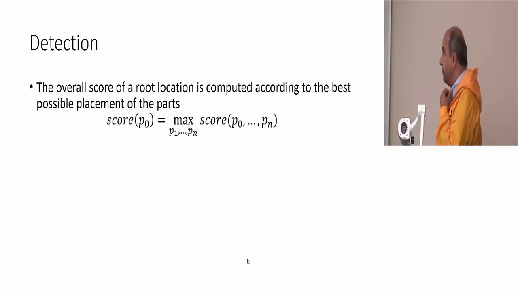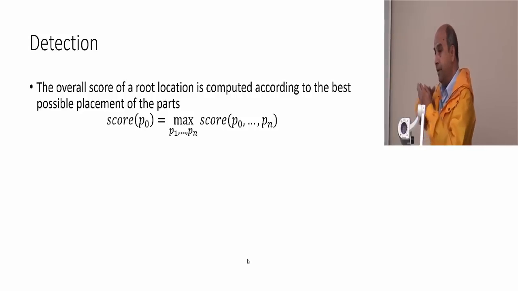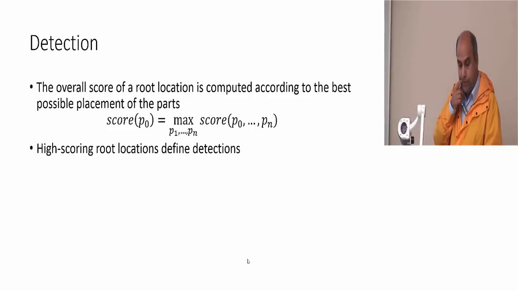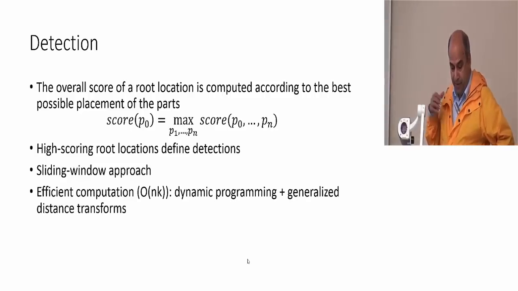So the score will be that we look at all possible places where the parts can be. Given that the root is at P0, we want to find out what is the score that there's a human there. So we look at all possible places where part 1, part 2, and so on can be. We compute that score. Wherever it gives you the maximum, we say that's a person. That's where the person should be. So the highest scoring root locations define the detections, and we'll do that through a sliding window. And we can do that using dynamic programming with the generalized distance transform.